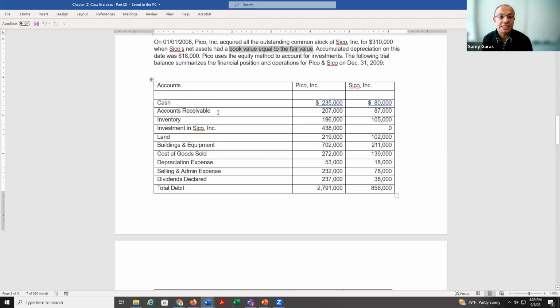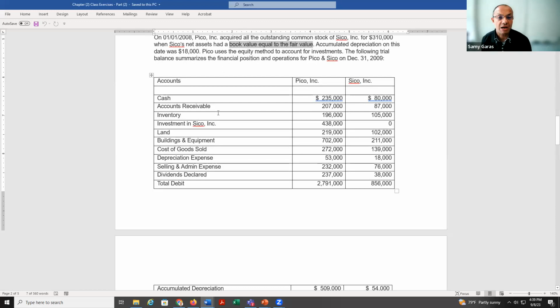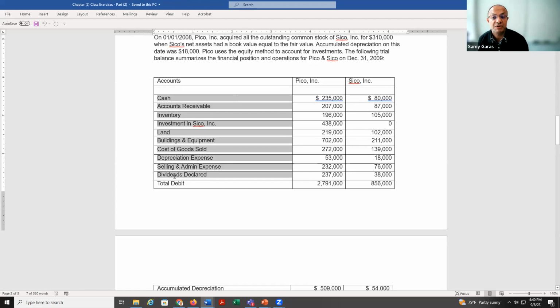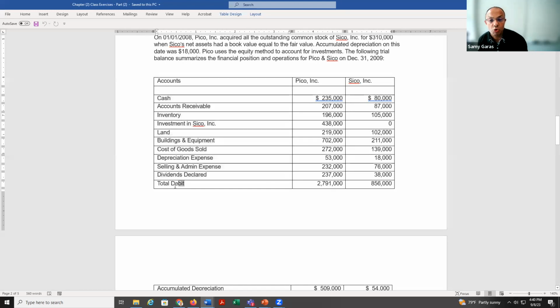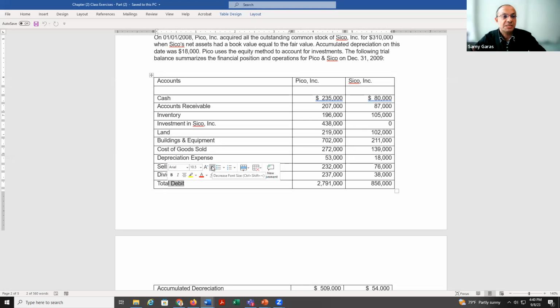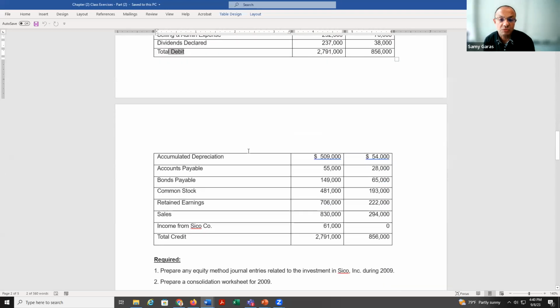So what you see in the second example, more accounts. Why? Because I'm showing you the trial balance. The trial balance has assets, receivables, inventory, and then you go to cost of goods sold, depreciation expense, dividends declared. All these accounts have debit balance. And therefore, I put here total debit. So why did I put debit? Because I put assets, expenses, dividends, all of them have debit balance. Then you go to the credit side, we'll see all the accounts and then total credit.